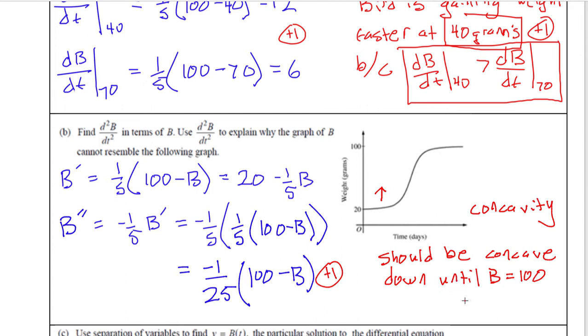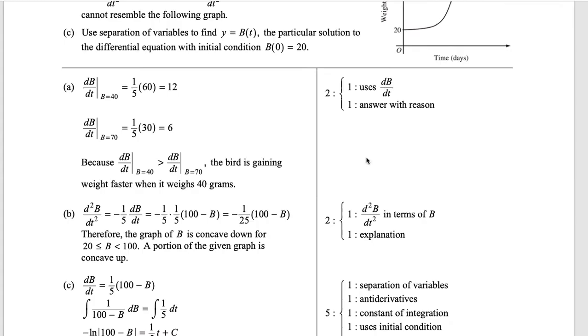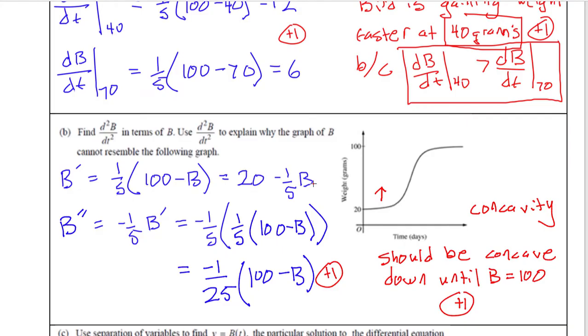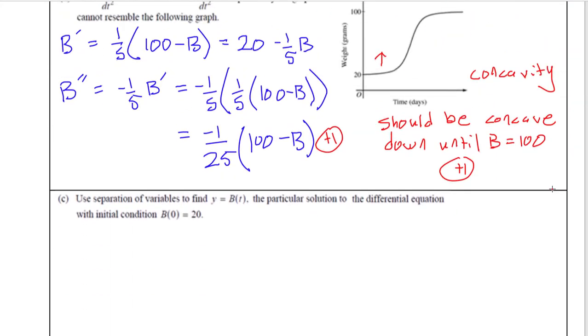If you said should be concave down up until B is equal to 100, you can give yourself plus 1 point. How do they say it in the solution guide? Well technically I can't plug in 0 because you can't weigh 0 grams as a bird. So up until 100, we should be concave down. Exactly how we answered it. So you have 1 point there. Let's move on to the meat of our question.